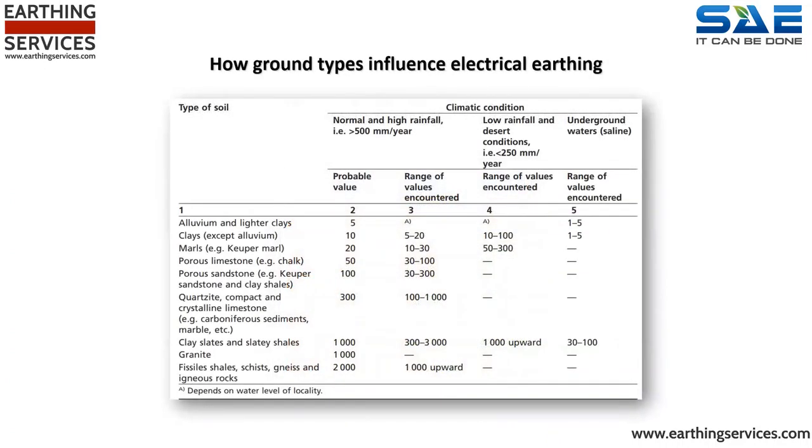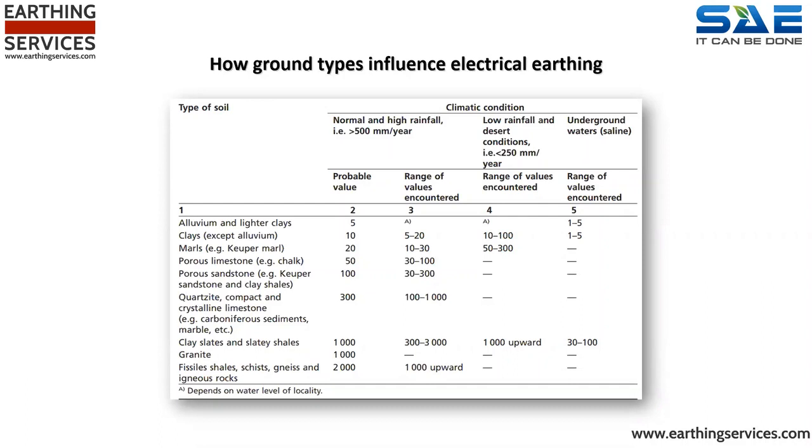How ground types influence electrical earthing. The material composition of ground masses varies from location to location. Furthermore, any given location is highly unlikely to have homogeneous composition, which is to mean that the material composition will not be uniform as a result of a range of natural events and human intervention.